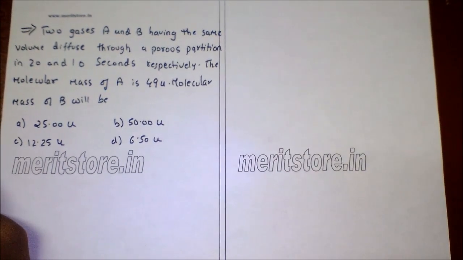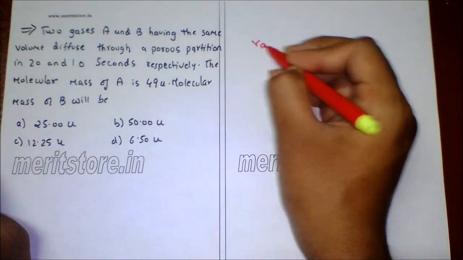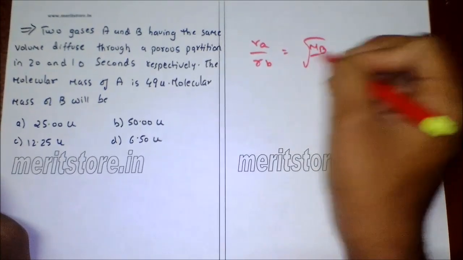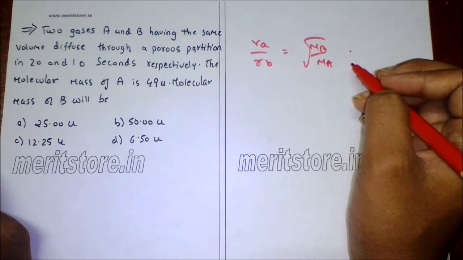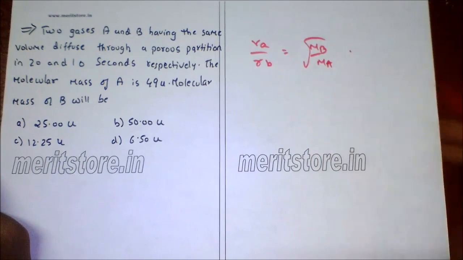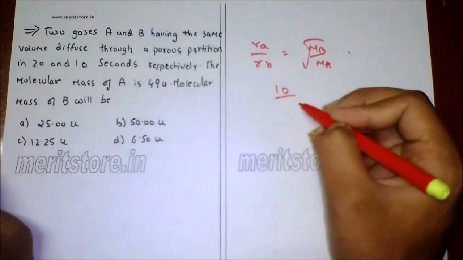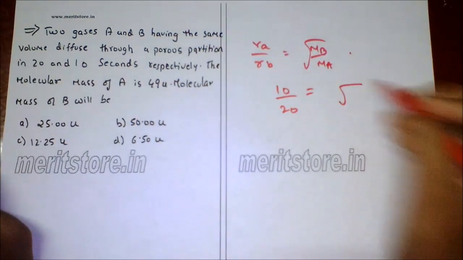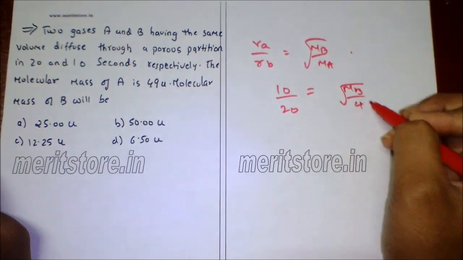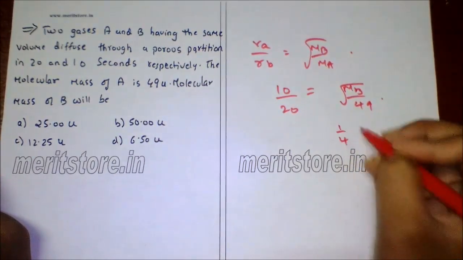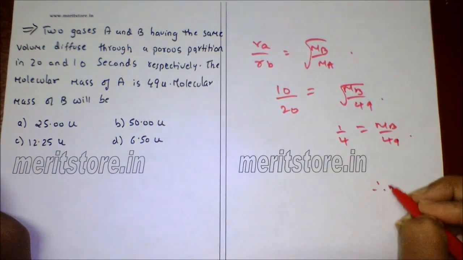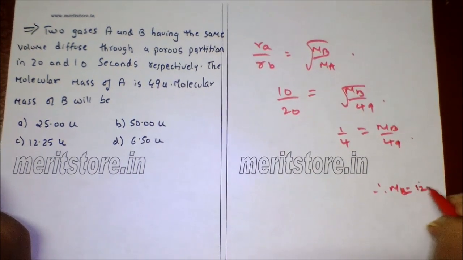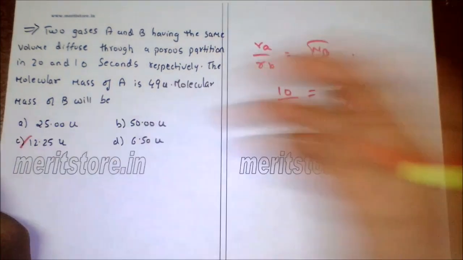Two gases A and B having same volume diffuse through a porous partition in 10 and 20 seconds respectively. The molecular mass of A is 49 units. The molecular mass of B will be, so RA upon RB is equal to root of MB upon MA. So R we can write as rate per second. So for A it is 1 upon 10 and for B 1 upon 20, which is equal to root of MB upon 49. So on squaring we get 1 by 4 is equal to MB upon 49. Therefore MB, the mass of B, is 12.25. So option C is the correct answer.